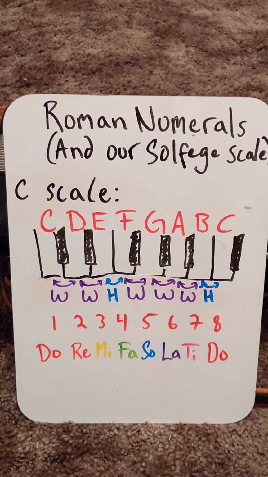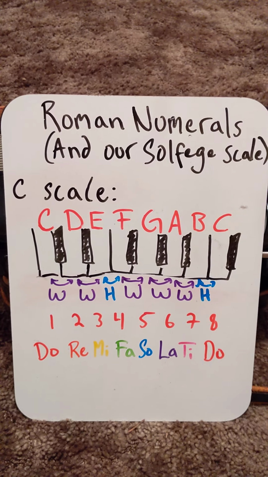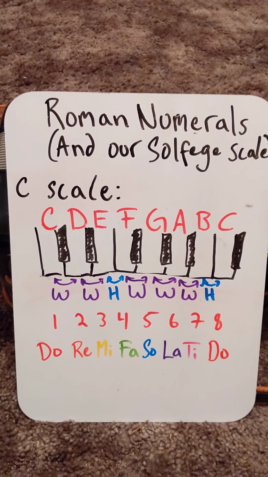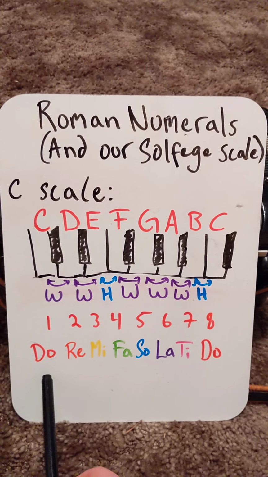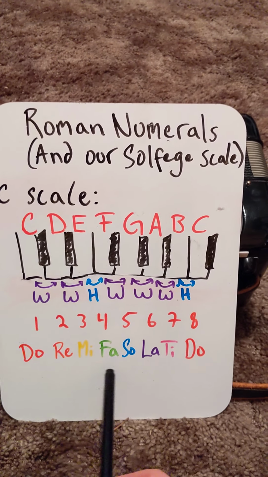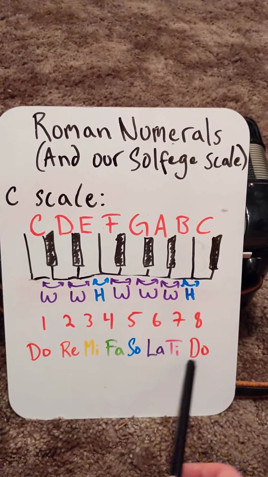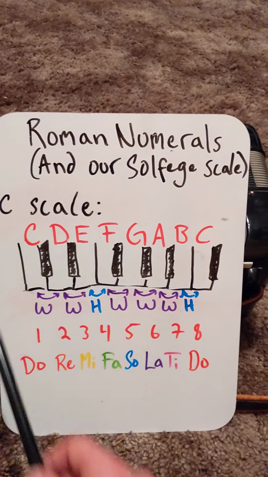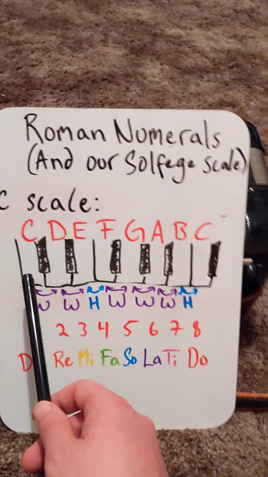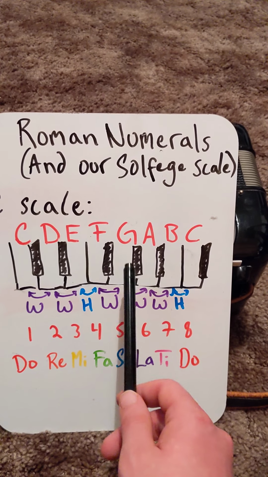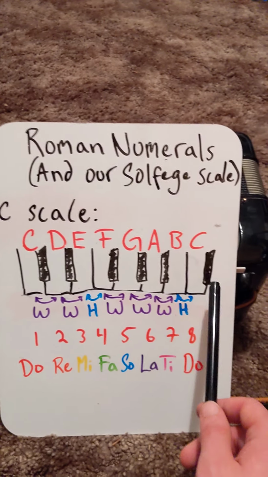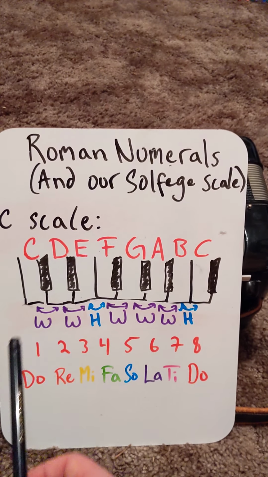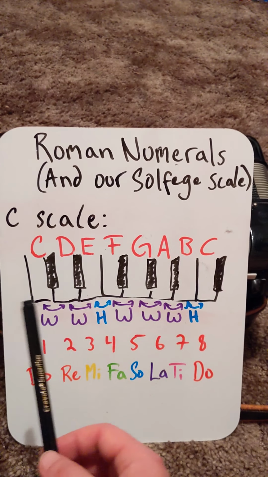Hey, fifth grade. This is a quick review of our Roman numerals and our solfege scale and how they apply to each other. So we all know our solfege scale, which is do, re, mi, fa, sol, la, ti, do. And in the key of C, the notes that make up that scale are C, D, E, F, G, A, B, C.